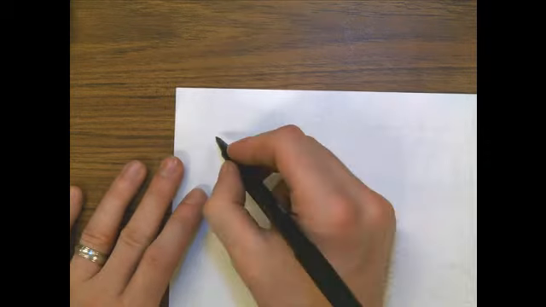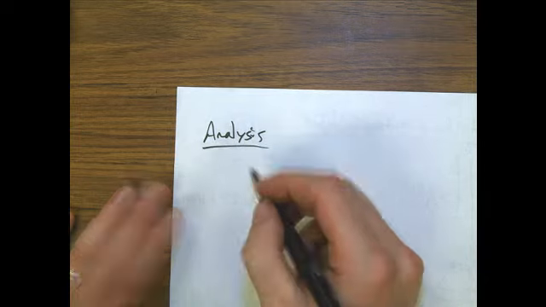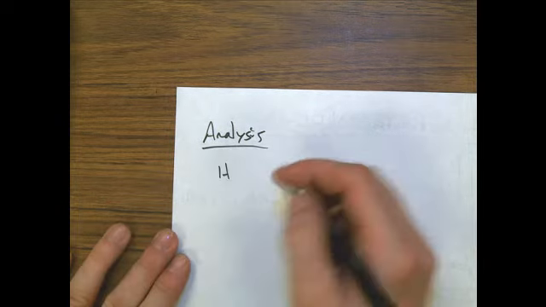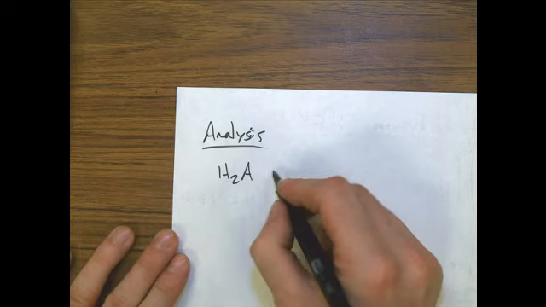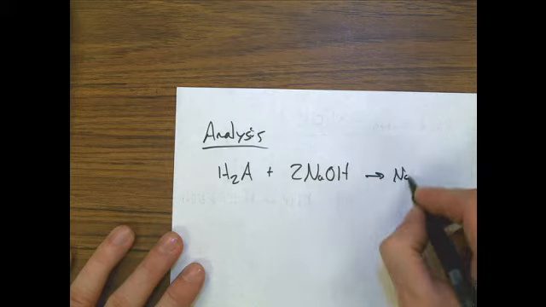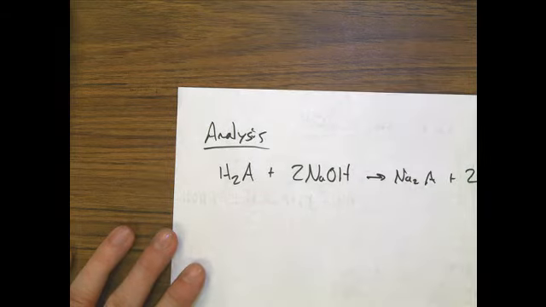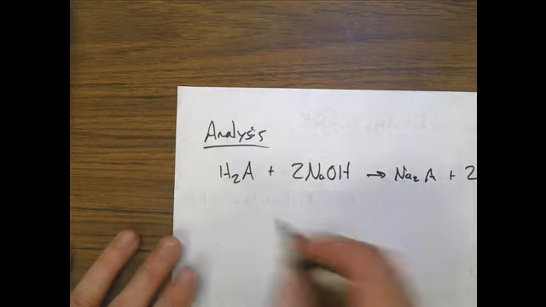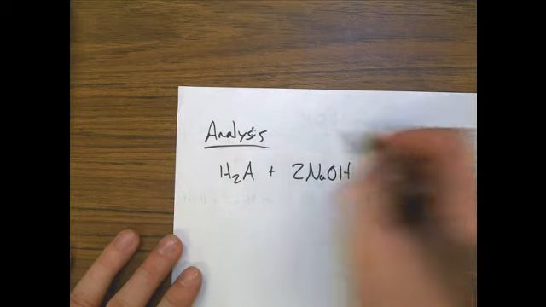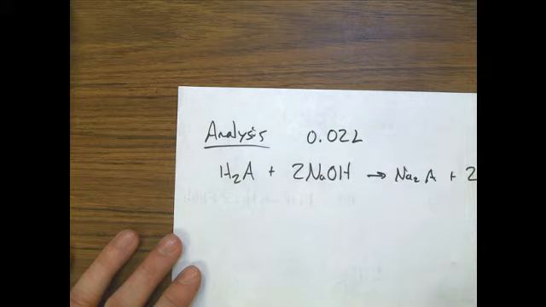So let's talk about the analysis that you would do. The analysis requires you to know that you have H2A reacting with 2 sodium hydroxides to produce Na2A plus 2 HOH. Okay? So let's imagine some data. The data that you would have is you would know exactly the volume that it took. So say it took 0.02 liters of this.